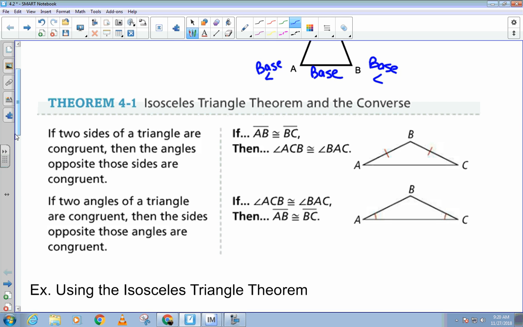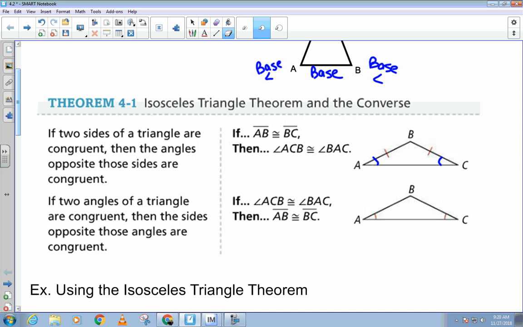The isosceles triangle theorem says that if 2 sides of a triangle are congruent, then the angles opposite those sides are congruent. So you see in this triangle here how AD and BC are congruent? This tells us that the angles opposite, which are the base angles, are congruent. So if the 2 sides are congruent, then the base angles are congruent.